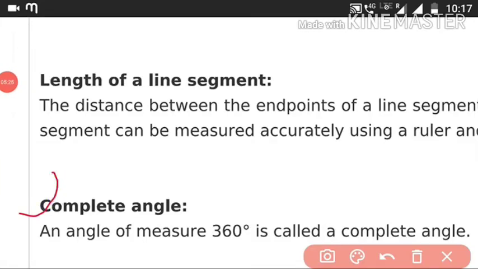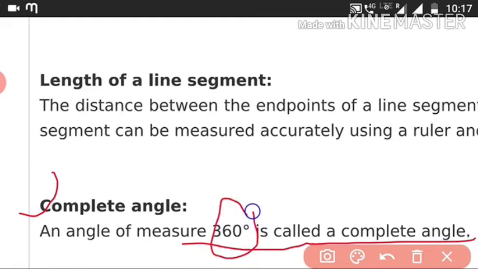Complete angle. An angle of measure 360 degrees is called a complete angle. Okay, 360 degrees is called what? Complete angle. You have to remember this. So complete angle is how much? 360 degrees.